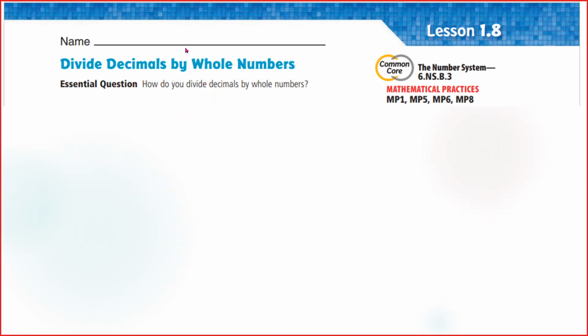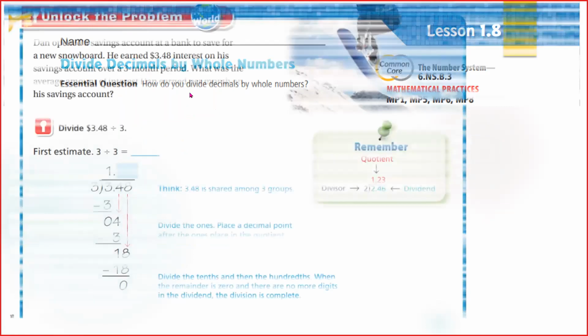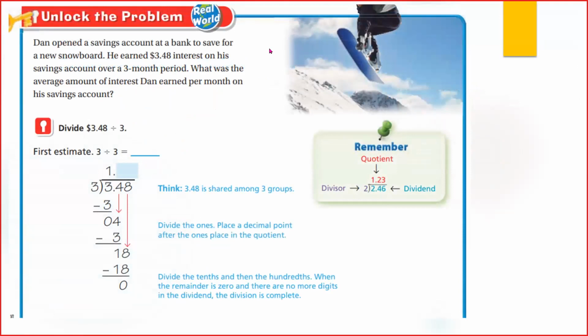Now, let's start with this problem here. Dan opened a savings account at a bank to save for a new snowboard. He earned $3.48 interest on his savings account over a 3-month period. What was the average amount of interest earned per month?